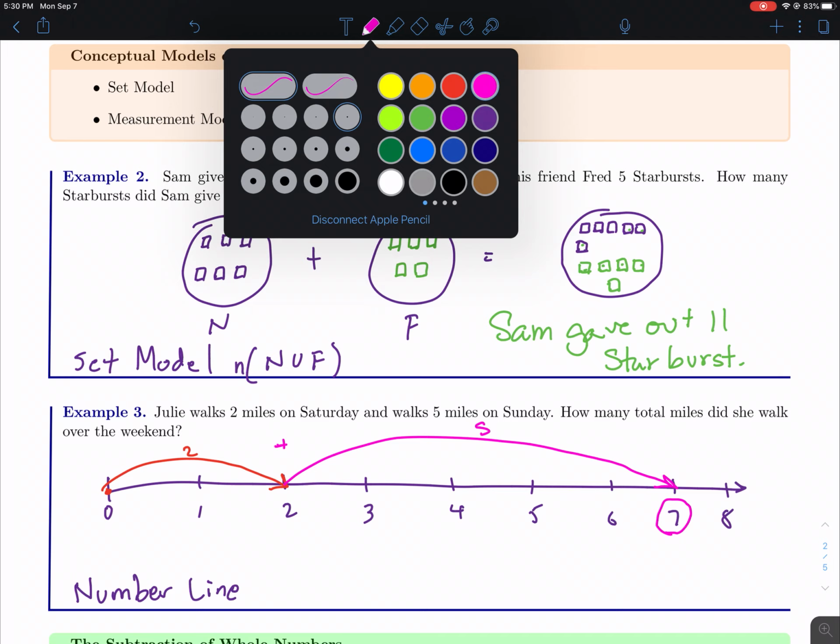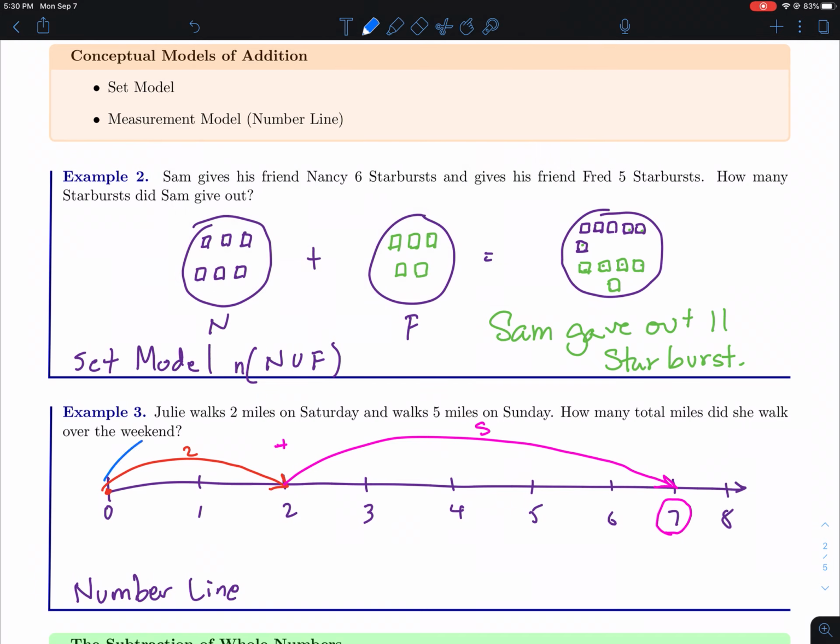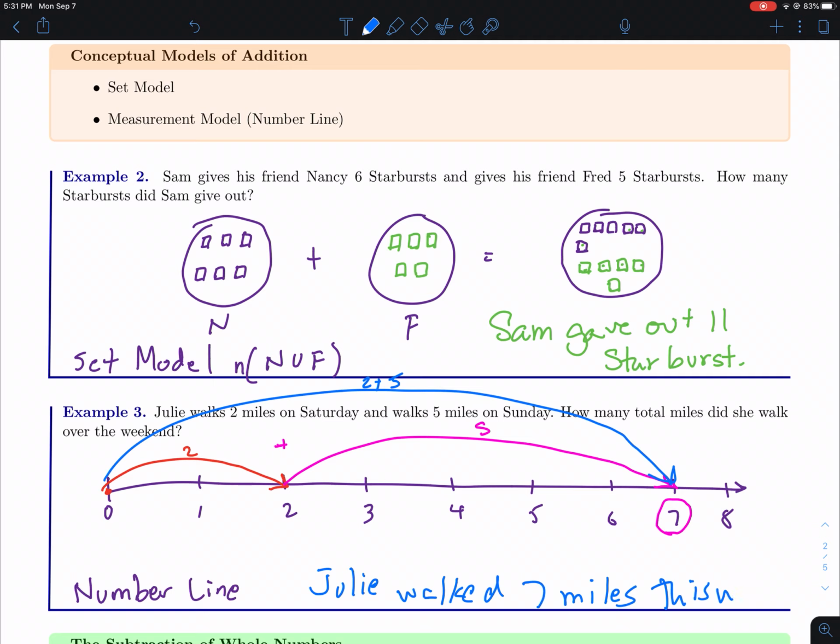And if you want to, you can even draw a long jump that shows the overall. So this would be the overall 2 plus 5. But you don't have to. You can kind of just do the 2 jumps and leave it at that. So in this case, it looks like Julie walked 7 miles this weekend.